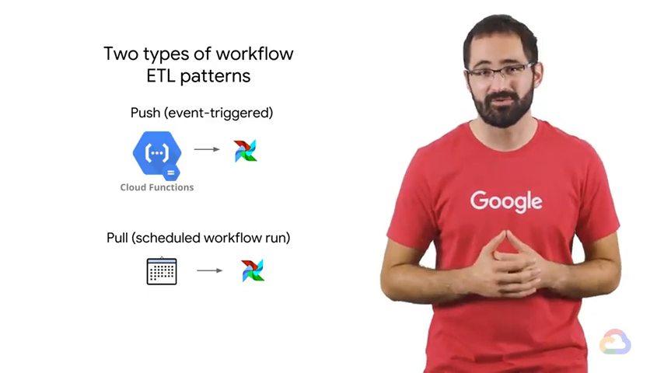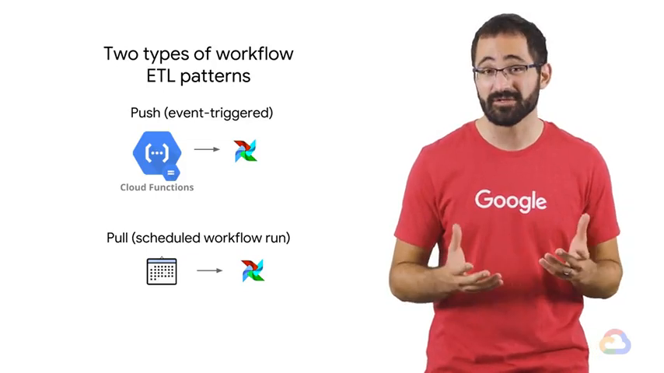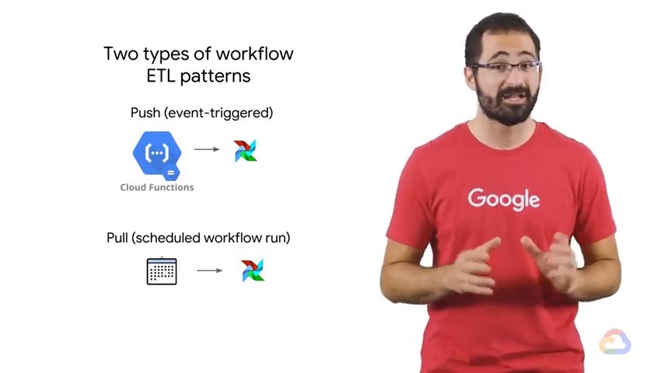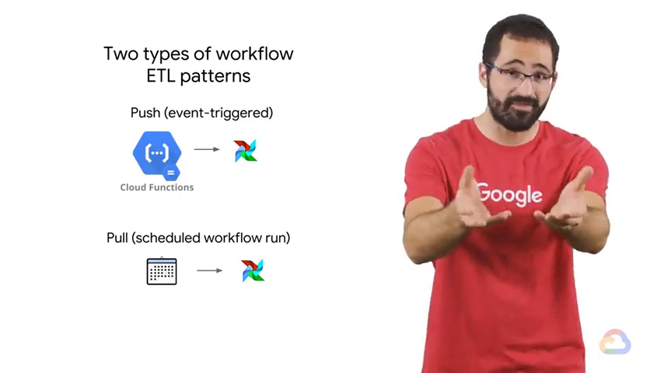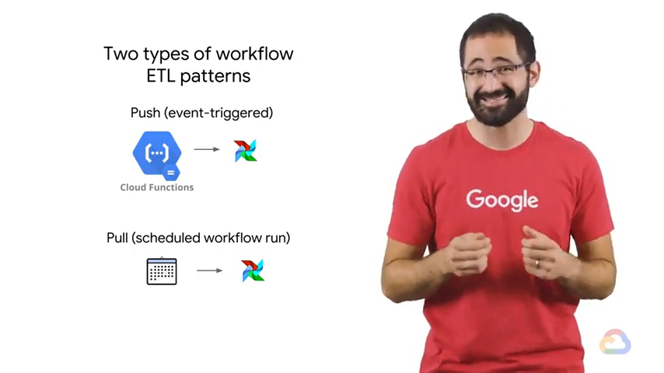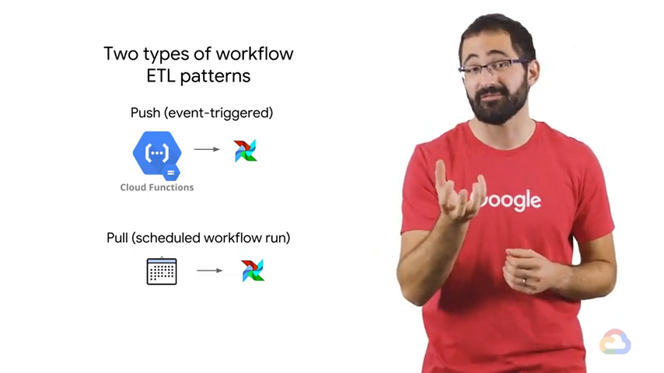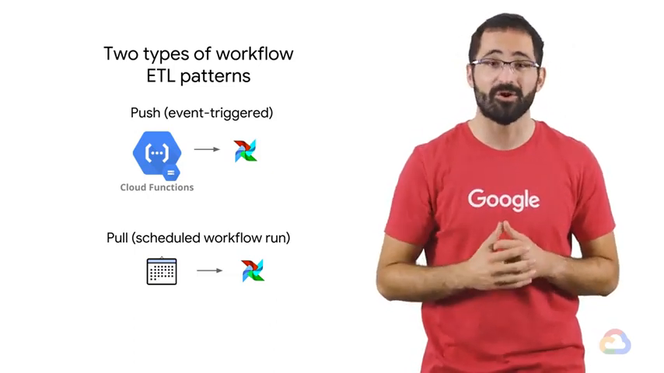As you saw earlier in this course, there are two general patterns for ETL workflows. Event triggered, aka push, as in I push a new file to GCS and then my workflow kicks off, or pull, which is where Airflow at a set time could look in your GCS folder and take all the contents that are found there for its scheduled workflow run.